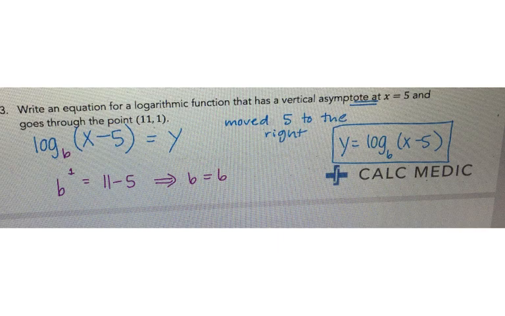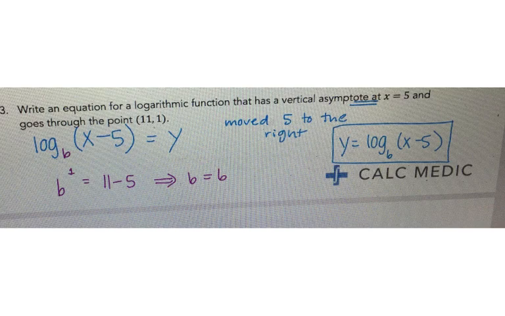Okay, here, write an equation for a logarithm that has a vertical asymptote at x equals 5 and goes through the point 11, 1. So to get the vertical asymptote at x equals 5, you have to move the graph right 5. There's no other way to do it. So you got to have a -5 on the inside to do that. So now they've got log base b, that means we don't know the base, of x minus 5, that's shifted the graph right 5, equals y. So if I take this and rewrite it from logarithmic to exponential, this is the base raised to the answer. So b raised to the y equals x minus 5.